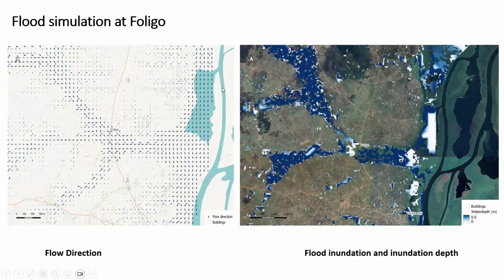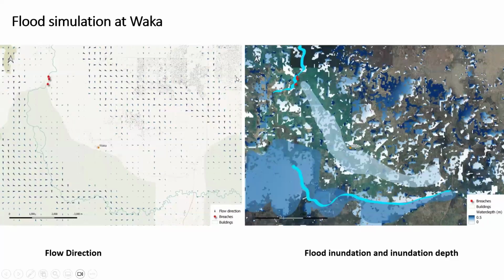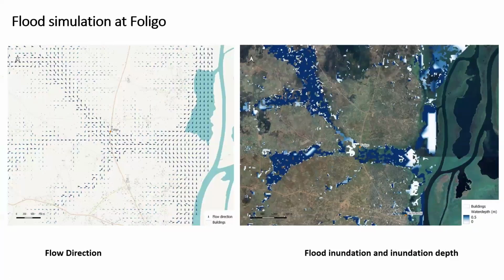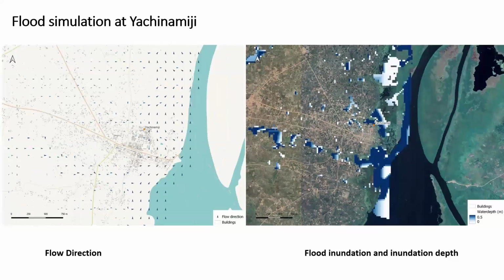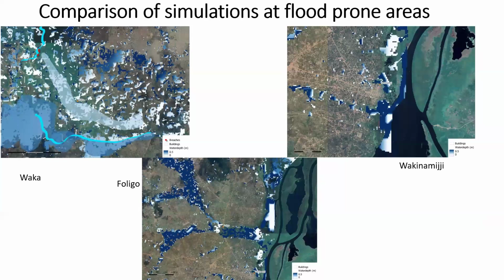Yeah, thank you, and sorry for that setback. We're at the simulation at Waka, where we could see the flow direction, and at the same time you can also view the flow accumulation and the inundation. Then that is at Foligo and at Wanamichi. You can see in this slide a comparison of the simulations, and it is clearly seen that at Waka the flood inundation looks denser compared to Wanamichi.